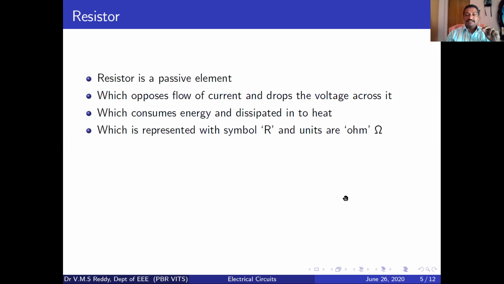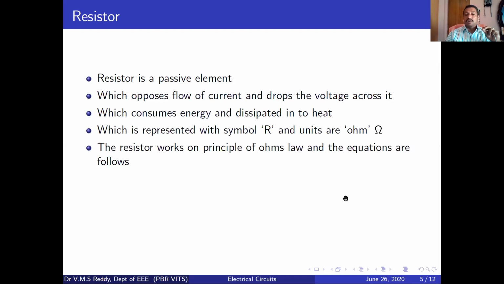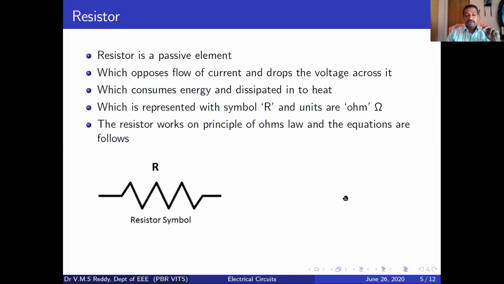So I already told you, passive elements may consume or may store the energy. This resistor has the property of consuming the energy, and it is represented with the symbol R, and the units are ohm. The resistor works on the basic law, Ohm's law, and the equations will continue. So this is the representation of the symbol, which is represented with the R.